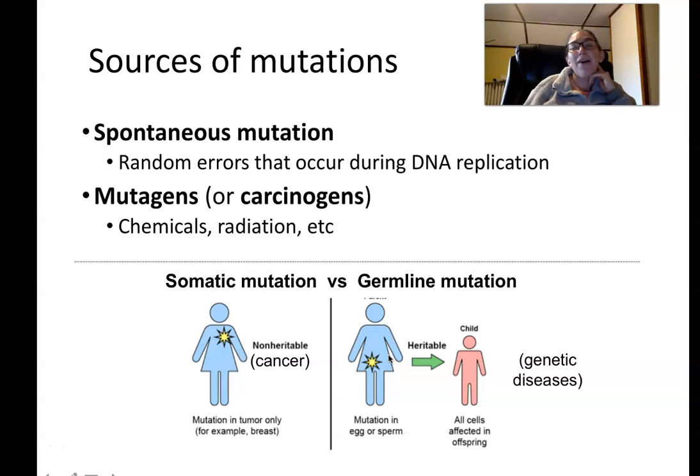The type of mutation that is directly heritable are ones that occur in the germline. So if you had a mutation that occurred in an egg cell or a sperm cell, then that's going to carry on to all the cells of your offspring. And that's where you get genetic diseases. So like sickle cell anemia, for example.